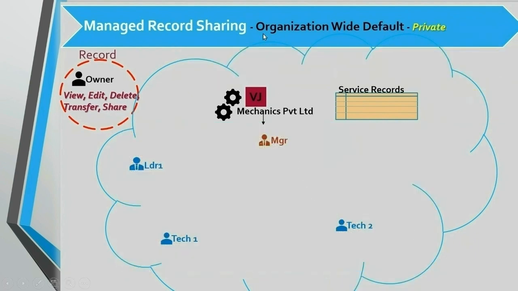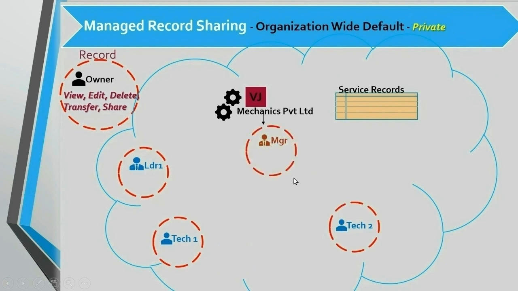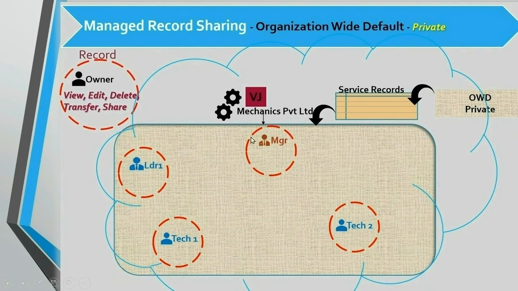The next option that is available under OWD is private. Now let us consider each user has created one record here, and when we apply OWD private on these service records, whoever the owner is, they are going to be the only ones to access it, and that record will become private, that is, it can't be accessed by any other user.